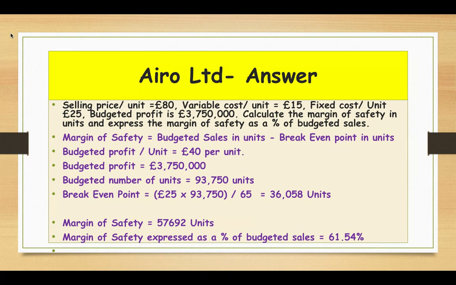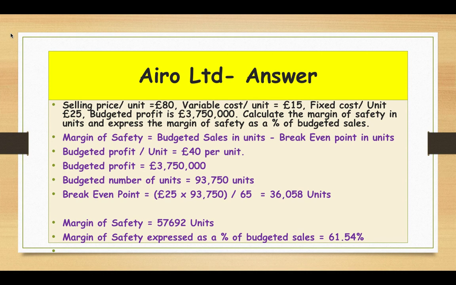So we will get the budgeted number of units is 93,750 units. So we have done the calculation of budgeted sales in units. Now the next step, we need to calculate the break-even point in units. So we know the formula for break-even point in units, which is fixed cost divided by the contribution per unit.